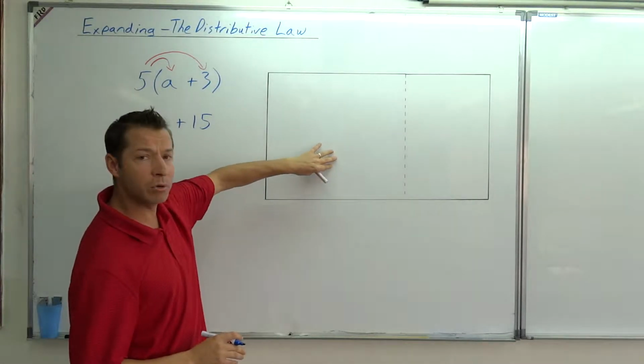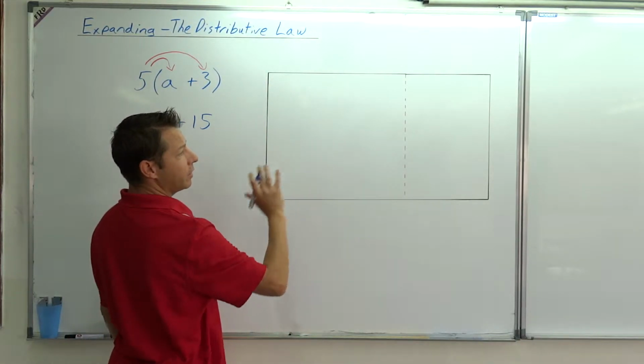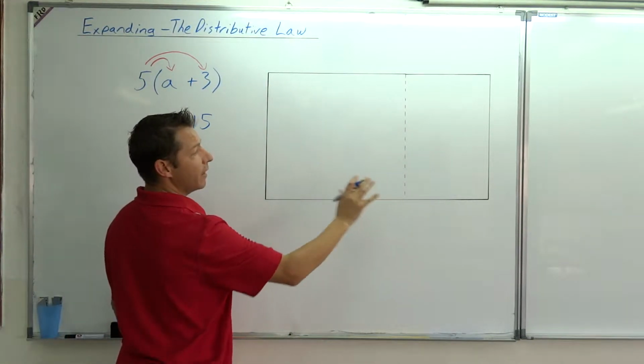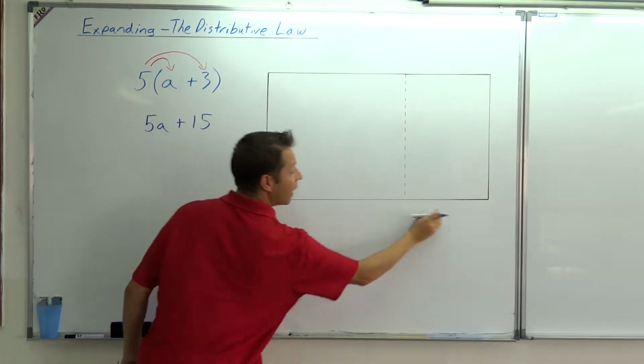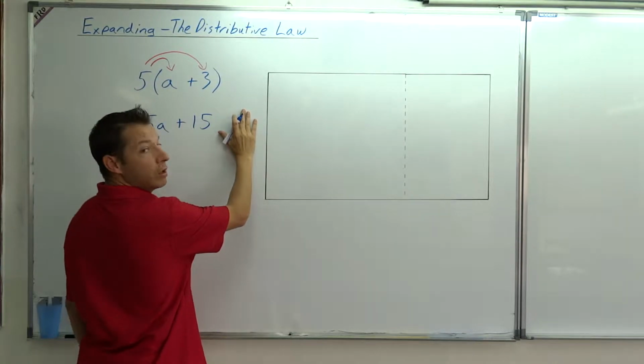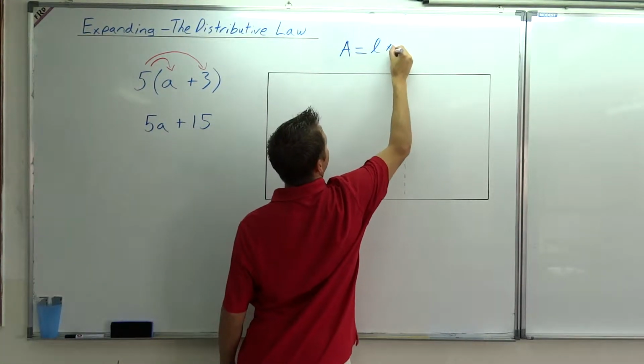But as far as the geometry scenario is concerned, notice I've got one big rectangle here, and if I wanted to find the area of this rectangle, I know that the whole area would be equal to the length of this rectangle times the width of the rectangle. So we know that the area is equal to length times width.